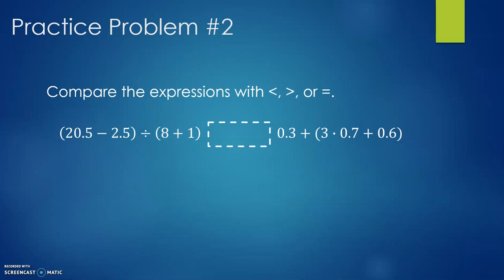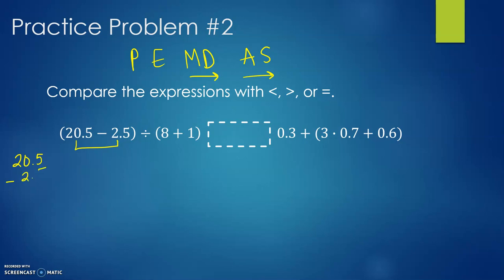Okay, one more practice problem. And again, I would challenge you to try to solve this on your own by pausing the video first. This time we're going to either do a less than, greater than, or equal to sign. So I'm going to start over here on the left. Remember our order of operations. So first I'm going to do my parentheses. I have 20.5 minus 2.5, and you may need to come over to the side and do some math. Okay, 5 minus 5 is 0.